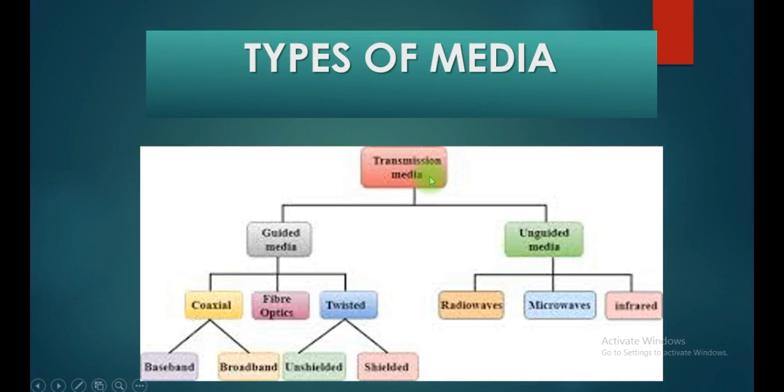Now we move to look at the different types of transmission media, and there are two types: guided media and unguided media. Where the guided media is concerned, we're talking about physical cables. The unguided media would be radio signals, microwaves, and infrared, right? So this would be wireless.